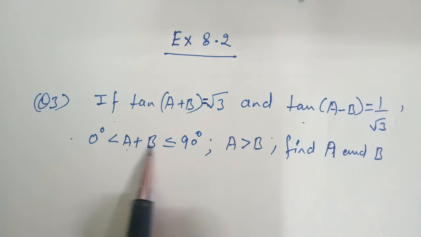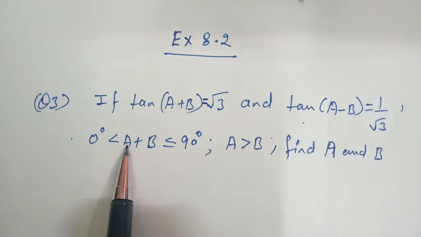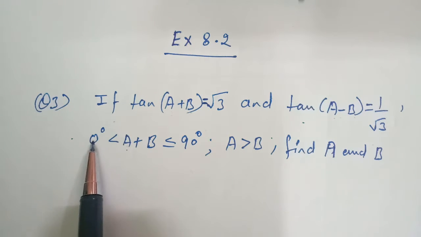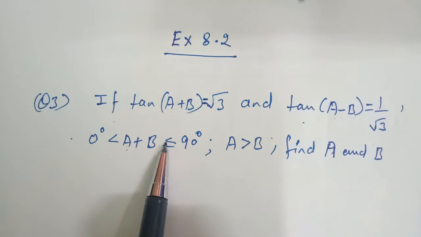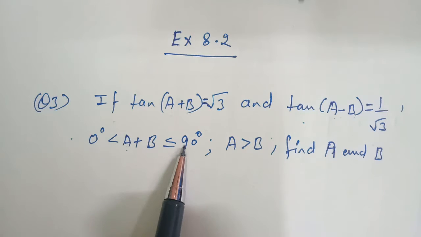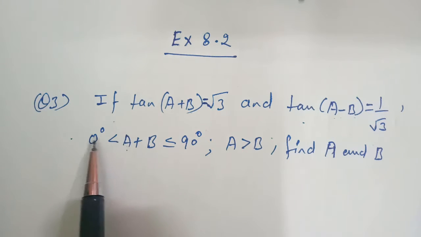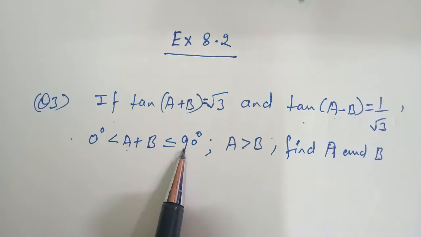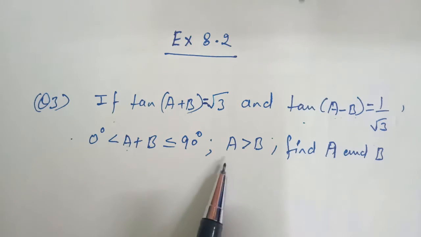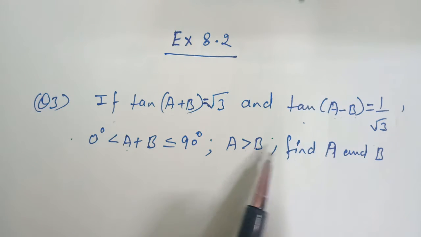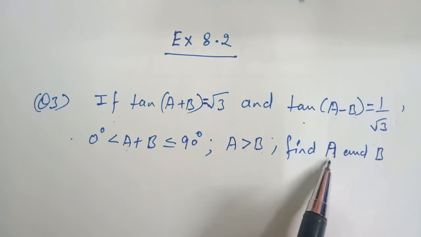If we add both the angles A plus B, then their sum is greater than 0 degree and less than or equal to 90 degree. It means if we add the value of A and the value of B, their sum will lie between 0 and 90 degree or may be equal to 90 degree. One more condition is given: the value of angle A is greater than B. Find A and B. We have to find the measurement of A and B.